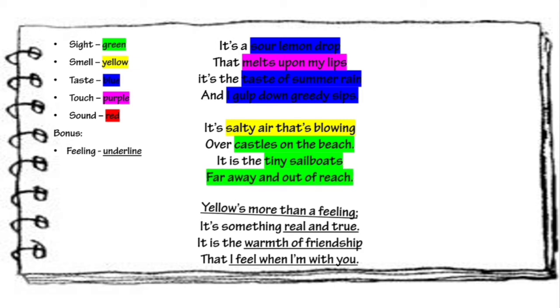For feeling, yellow's more than a feeling. It's something real and true. It is the warmth of friendship that I feel when I'm with you. In this poem, feeling is not just physically felt, but also emotionally. So the words I've read to you are examples of imagery. The poet or the speaker used the five senses to create an image in the reader's mind.